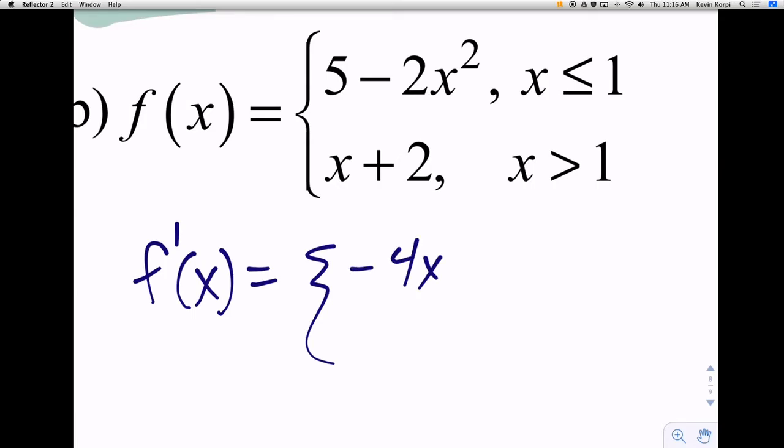You get negative 4x to the left of 1, and you get 1 to the right of 1. Now, notice when I define the derivative, I didn't say anywhere equal to 1, because that's what I want to check. If I say that the derivative is equal to 1 somewhere, I'm saying it's differentiable at 1. What would be the slope from the left of 1? Negative 4. What would be the slope from the right of 1? 1. Is it differentiable at 1? Absolutely not. It's continuous there, but it's not differentiable.